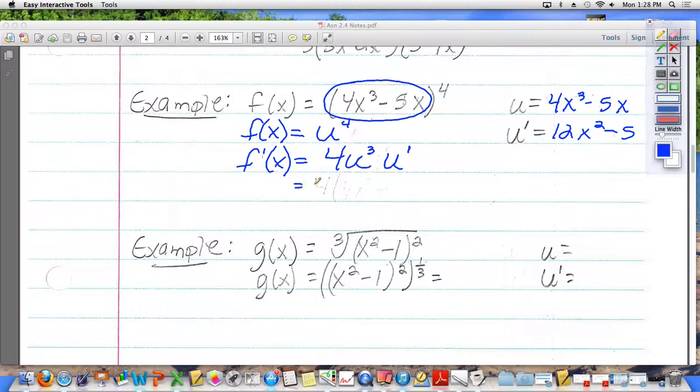So this is going to be equal to 4 times u, which is 4x cubed minus 5x, to the power of 3. And then I have to multiply that by the derivative of u, which is 12x squared minus 5. I forgot my x. We don't have to do the math. There will be times when you do, but I will point you in the right direction there.